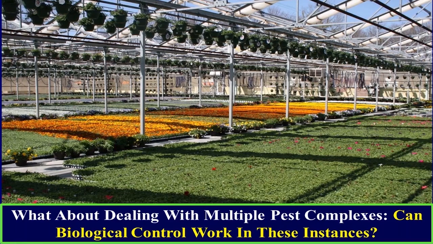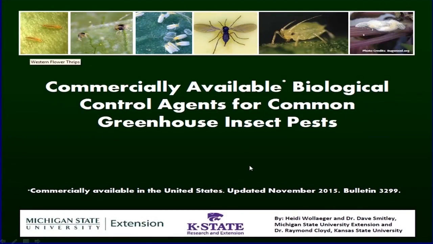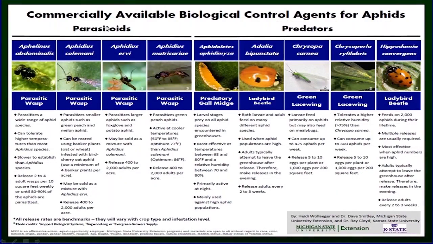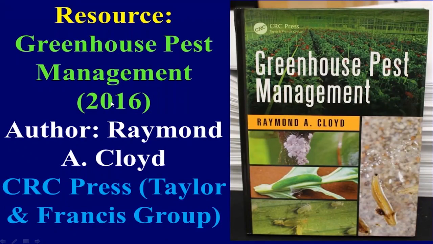So what about some information out there? I have worked with colleagues in Michigan, and we've developed a fact sheet called Commercially Available Biocontrol Agents for Common Greenhouse Insect Pests. In there, we have sheets for all the biocontrol agents for the various insect or mite pests. This is an example for aphids, where we have the parasitoids and the predators listed with key biological information. My book, published in 2016, is still available, and it contains an entire chapter on how to use biological control in greenhouse production systems.